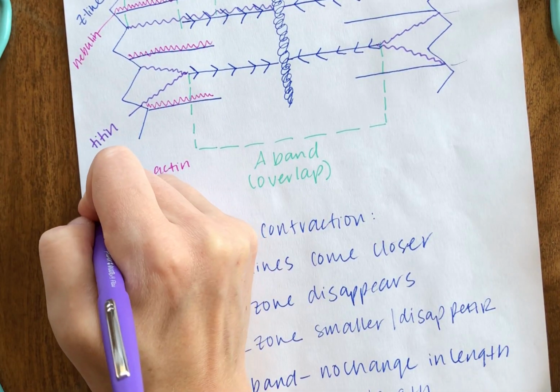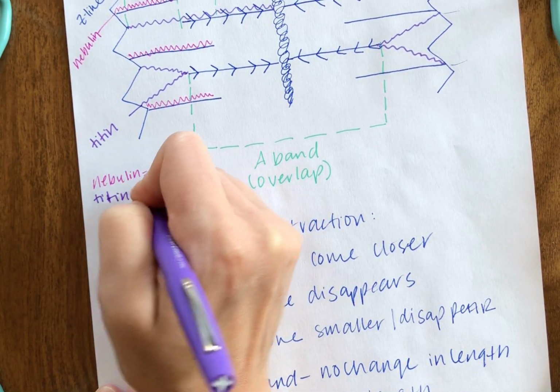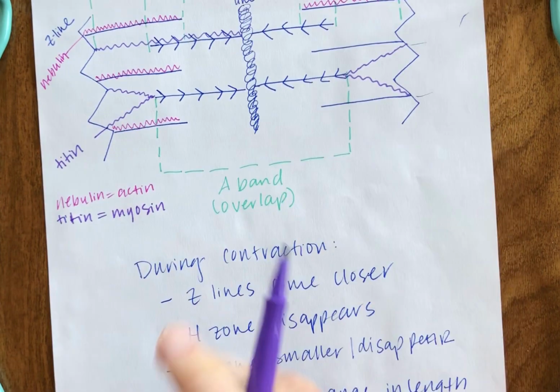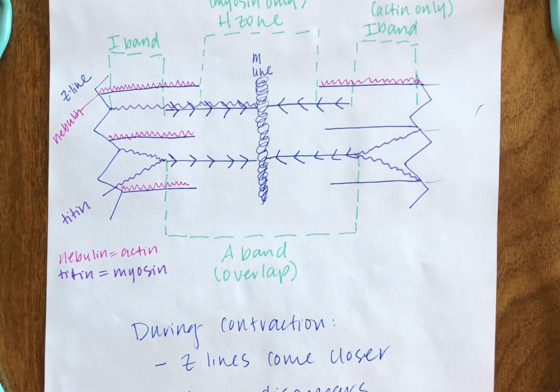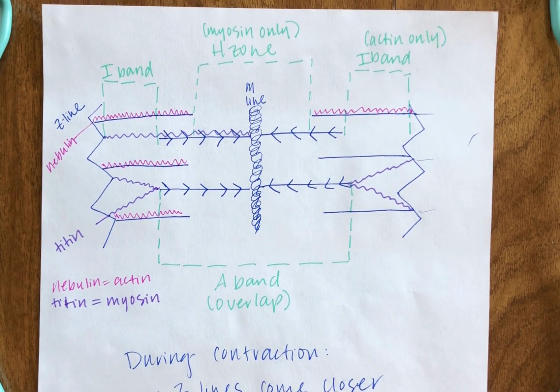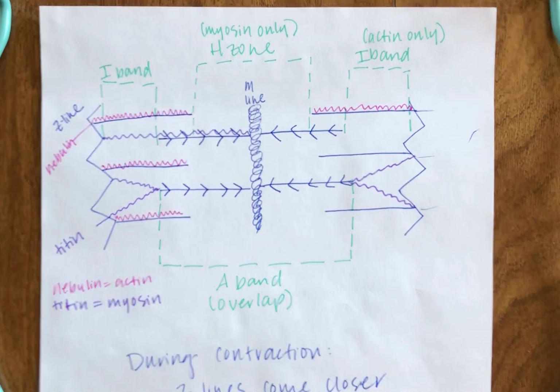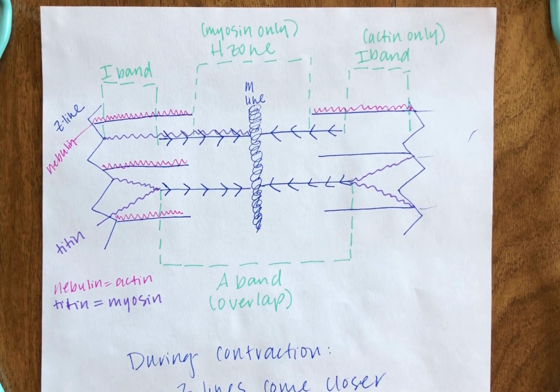So again, if you want to put your little key down here to put it together, titin goes with myosin and nebulin goes with actin. So hopefully that gives you a little bit better of a view, rather than just me pointing with the arrow on the PowerPoint. So hopefully that helps.